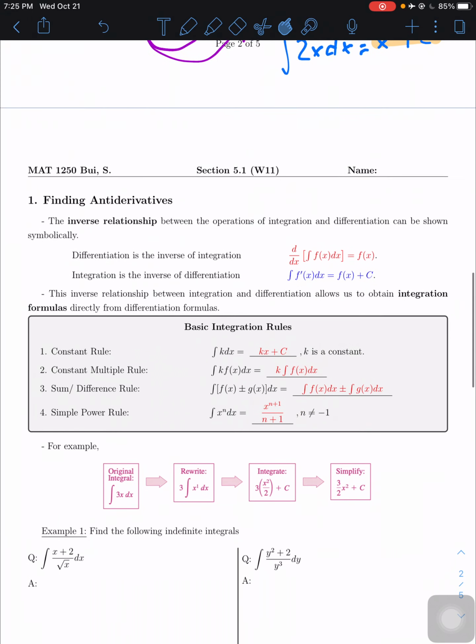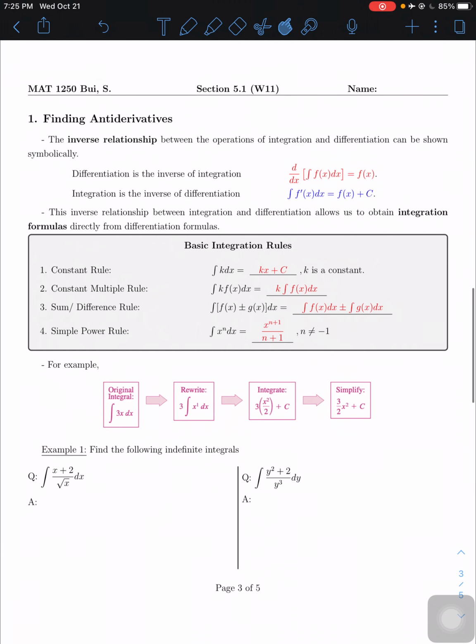All right, let's talk about our first objective of today. Finding the antiderivative. The inverse relationship between the operations of integration and differentiation can be shown symbolically by this. So differentiation is the inverse of integration.